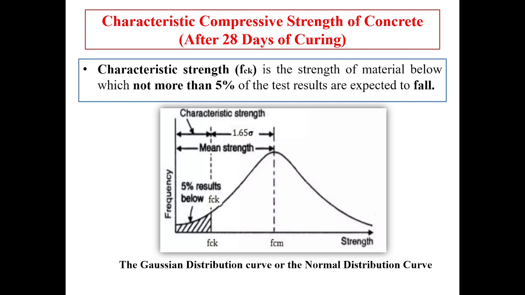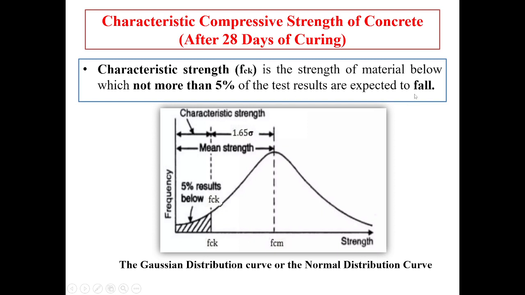Now, let us see what is meant by characteristic compressive strength of concrete, which is measured after 28 days of curing. So, characteristic strength, which is denoted by FCK, is the strength of material below which not more than 5% of the test results are expected to fall.